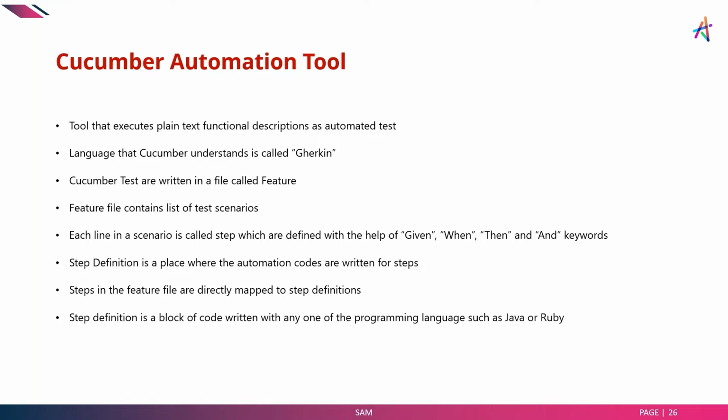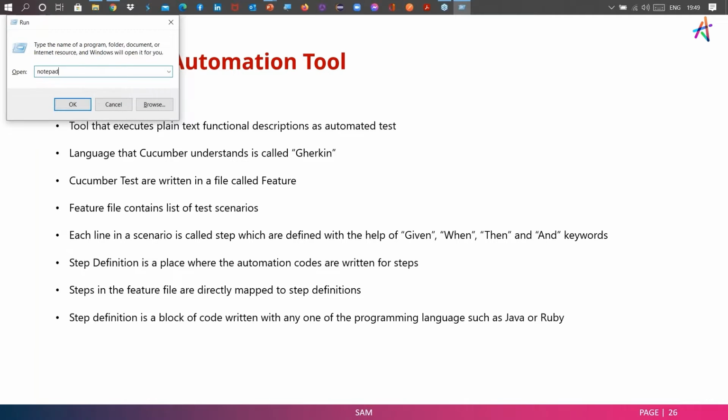I'll come back to this point later. Steps in a feature file are directly mapped with the step definition. I'll come back to this point also later. Step definition is a block of code written in any one of the programming languages such as Java, .NET, or Ruby, anything. I'll come back to the last three points later. But now, first let's understand how this works.